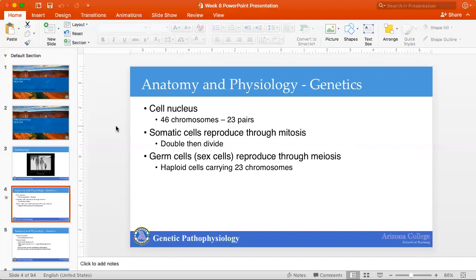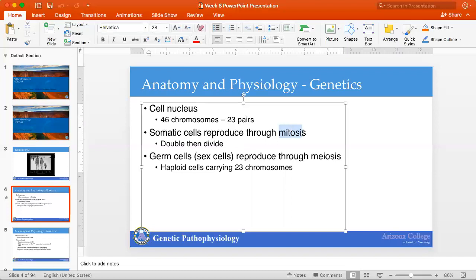Somatic cells reproduce through mitosis. So these somatic cells are most of the cells that compose our body, like muscle cells and bone cells. If the cell is looking to replace itself because it is damaged or old, it does so through mitosis.